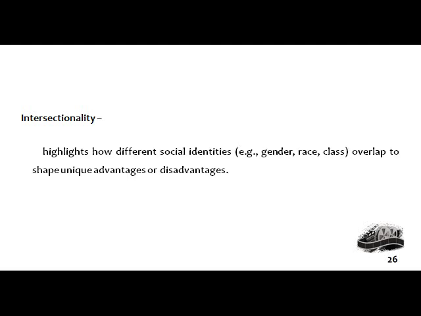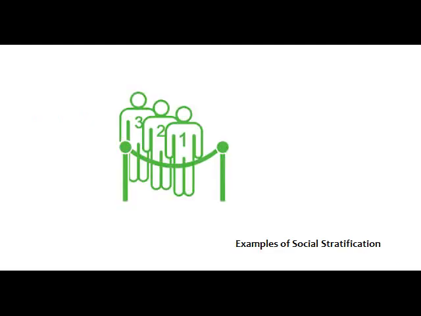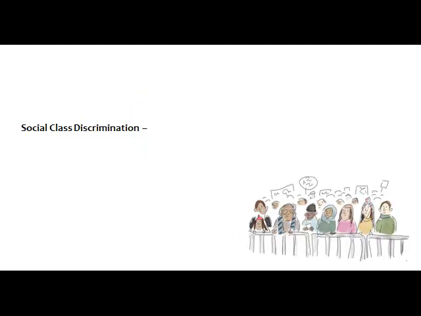Intersectionality highlights how different social identities, for example, gender, race, class, overlap to shape unique advantages or disadvantages. Examples of social stratification: social class discrimination, upper, middle, and working classes with unequal opportunities.